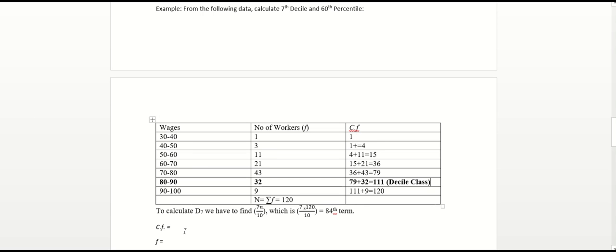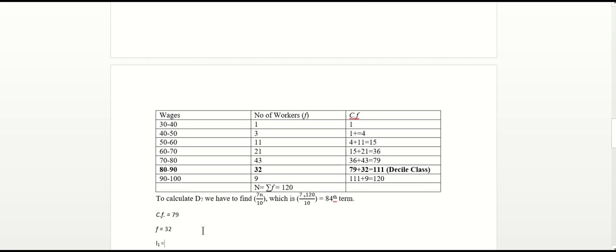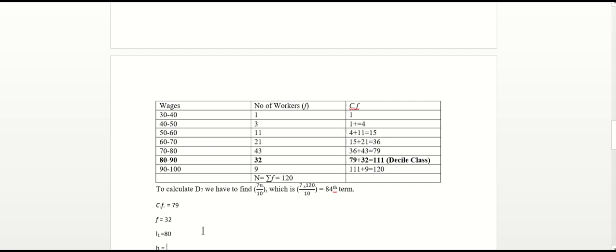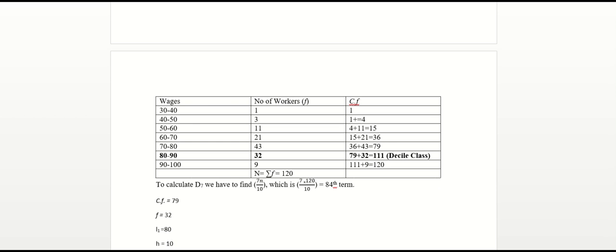From here I will find CF. CF I have to take above the decile class. So CF is 79. Frequency is of the decile class, that is 32. L1 of the decile class is 80, and H is 10, right? So this is what we have calculated.